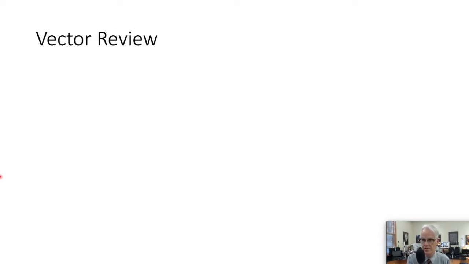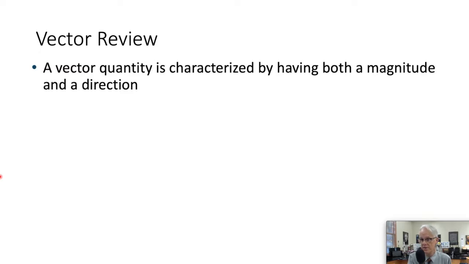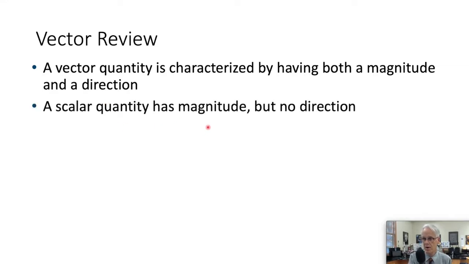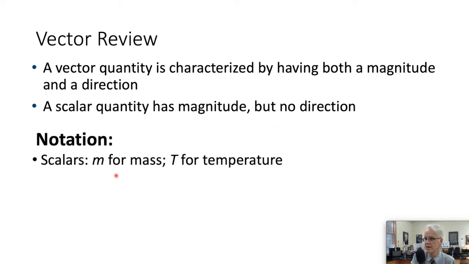Let's review vector quantities. A vector quantity is something that has both magnitude and direction. A scalar quantity, on the other hand, only has magnitude but no direction. Scalars are quantities like mass and temperature. They don't have direction. Vectors are things like velocity, and notice how they're notated. They're usually in bold and have an arrow above them.